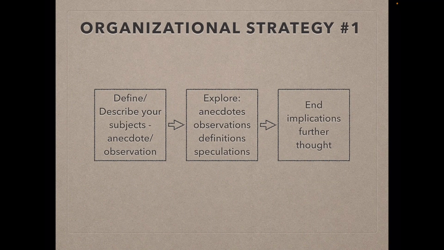The first organizational strategy that you might use: start with a definition or a description of your subject. Maybe you give a short story or an observation, and then explore that subject in more detail, maybe with further anecdotes, observations, definitions that provide more clarification, some speculations. And then end with future implications that your topic might have, material for further thought, something to leave your reader reflecting on.